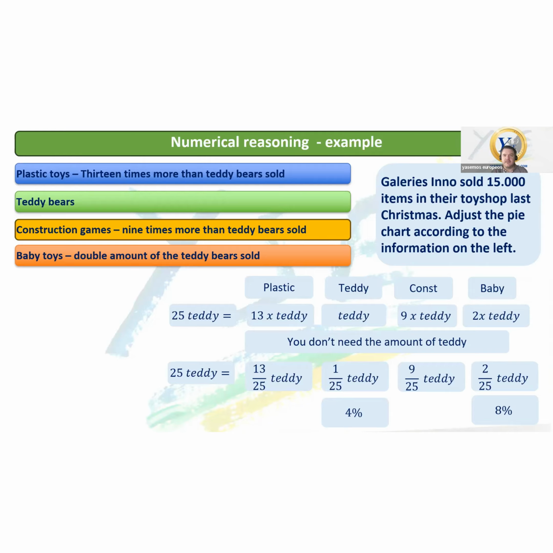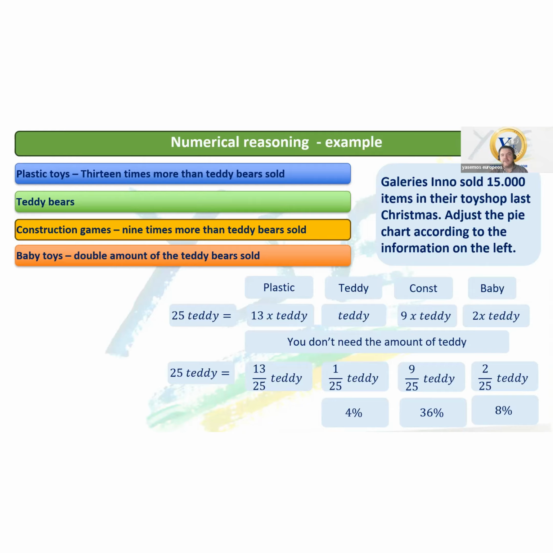And I'm going to use the calculator a second time, if you decide you want to divide 13 out of 25 or 9 out of 25. But again, if you don't want to use the calculator, you can ignore it, because 1 out of 25 multiplied by 9 gives you 9 out of 25. That is 9 multiplied by 4, which is 36. So you see the point here. And now you've got all the percentages.